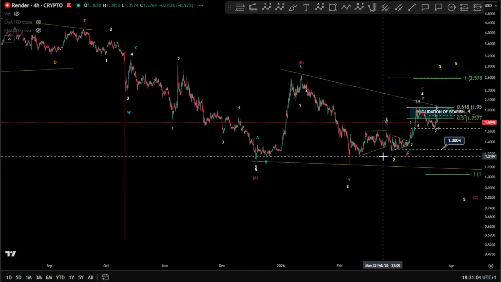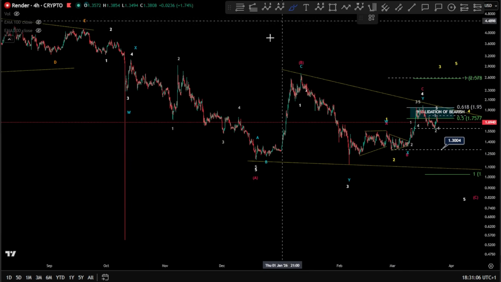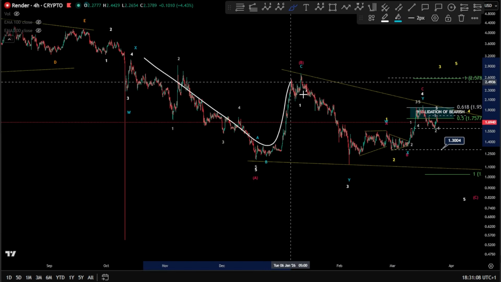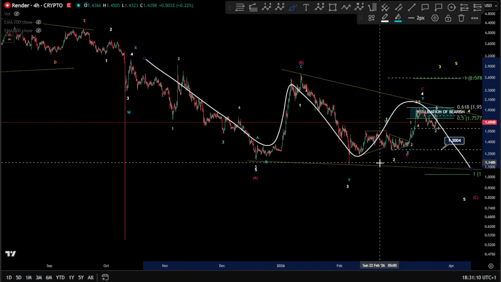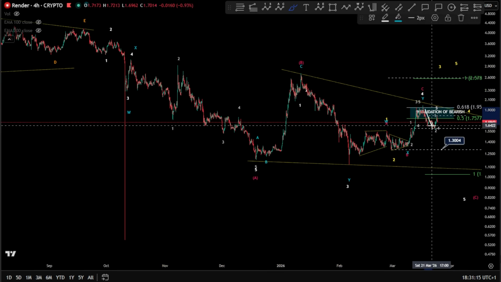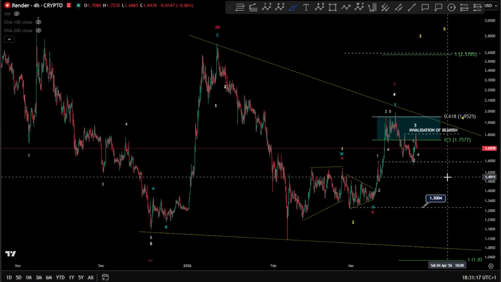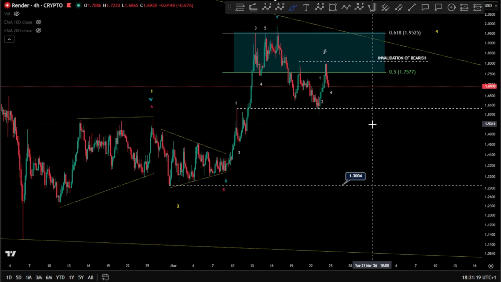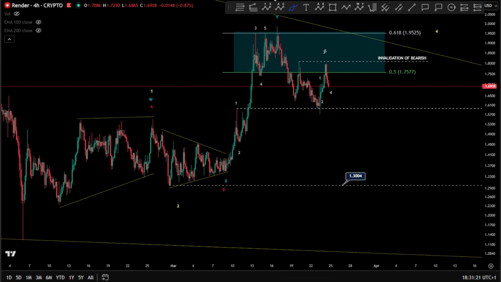We're gonna start with Render on the 4 hour chart, where we are still in a potential diagonal here, 1 2 3 4 and a 5 unfolding toward the downside. We finished a wave 4 and very likely we're heading down for a wave 5, and that's because of course we see lower prices again.